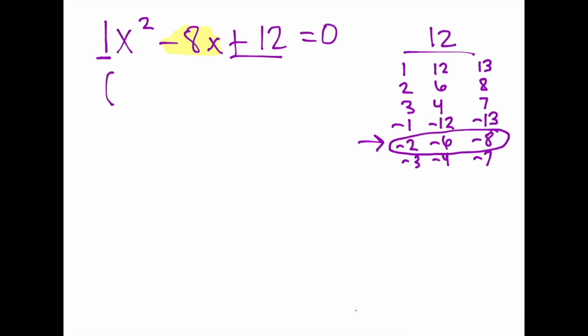We're going to create two binomials. The first term drops and the last term drops. Then, like I said, we're going to split up this negative 8x. Negative 2x and negative 6x combine to make negative 8x. The next step is to factor each one of those binomials.